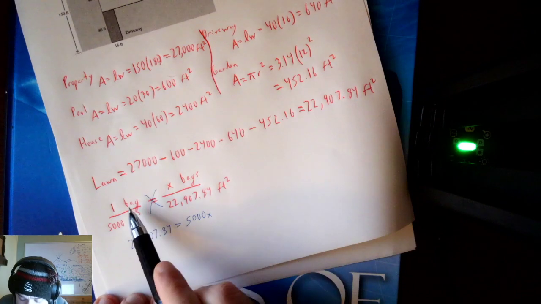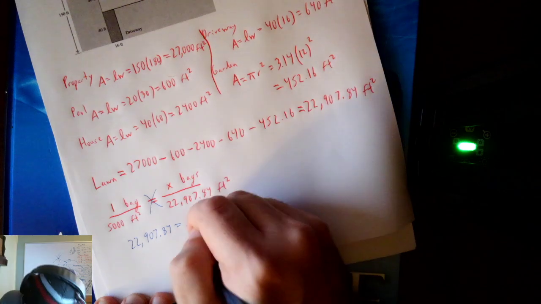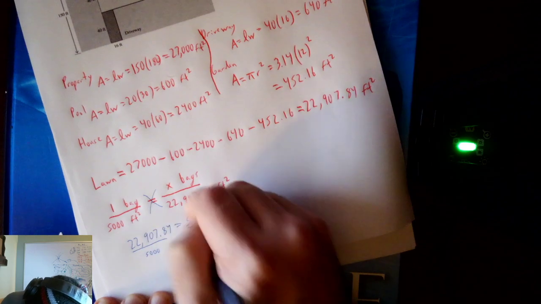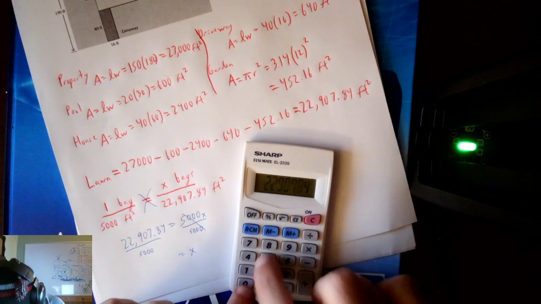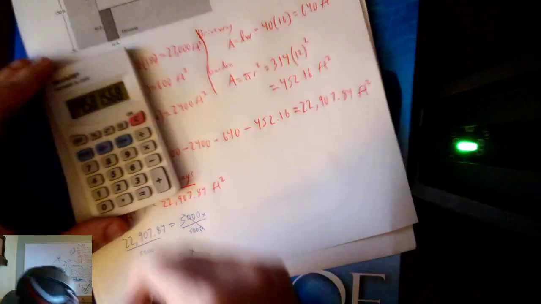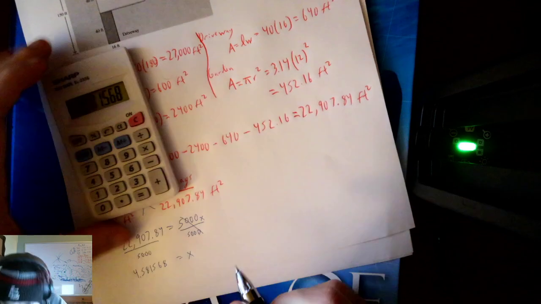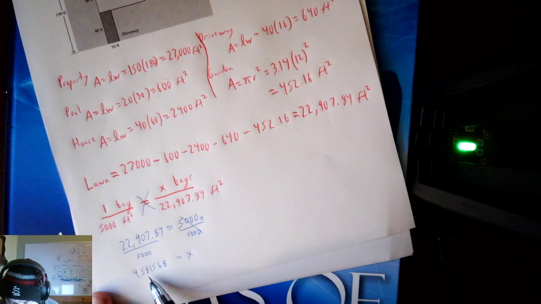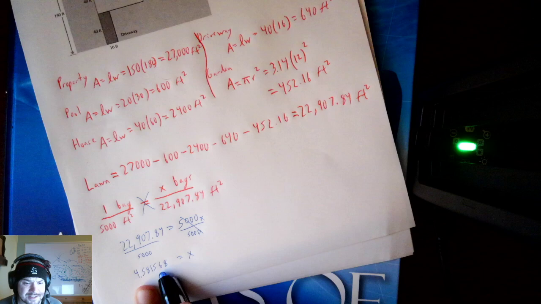We know how many bags cover 5,000: 1, right? So how many bags will cover my property? Well, I can divide by 5,000, right? Divide by 5,000 will leave me with x equals 4.581568. That's what I get when I divide, right?